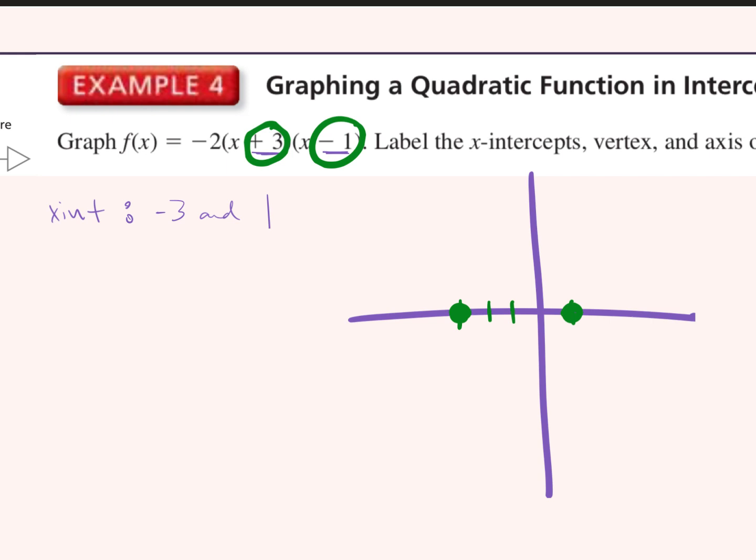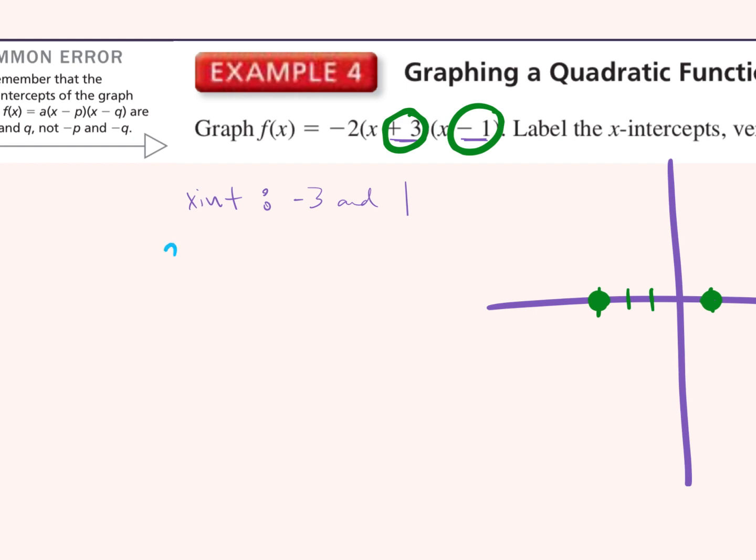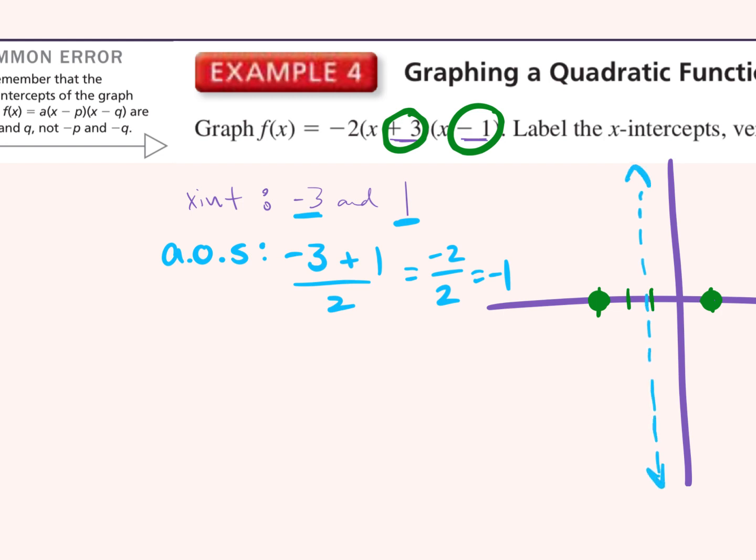All right, next, how do we find the axis of symmetry? P plus Q over 2. So we add the two numbers together and divide by 2. So negative 3 plus 1 over 2. We're finding the average, but the middle of them. It's going to fall right in between them. So this would be negative 2 over 2, which simplifies to negative 1. So my axis of symmetry is going to go right through negative 1. So it's x is equal to negative 1.